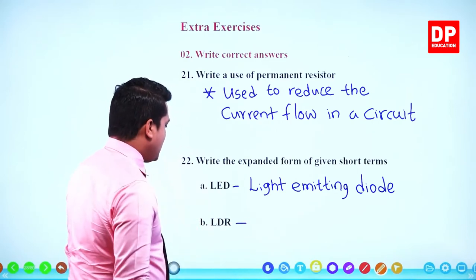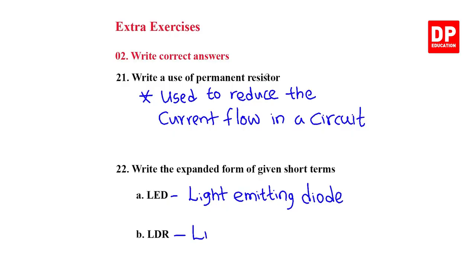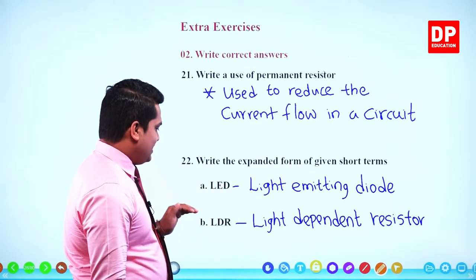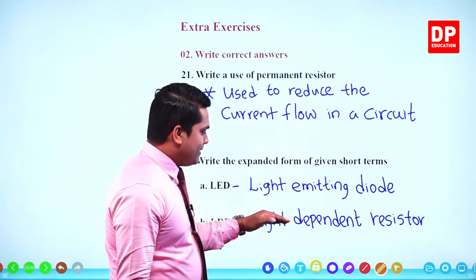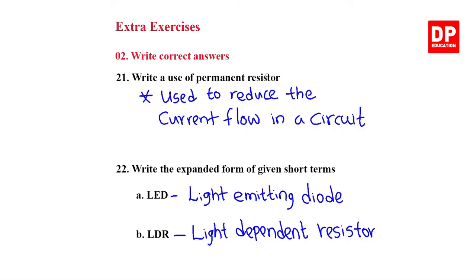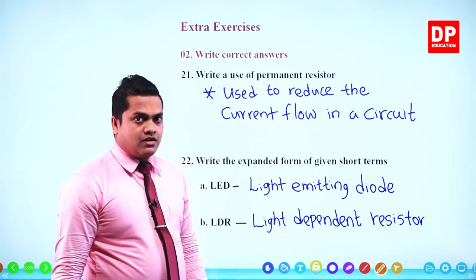Then next one, LDR, light dependent resistor. Light dependent resistor, LDR. So LED is the light emitting diode, LDR is the light dependent resistor. Right then, these are the two expanded forms for the shorter names of LED and LDR, my dear children.